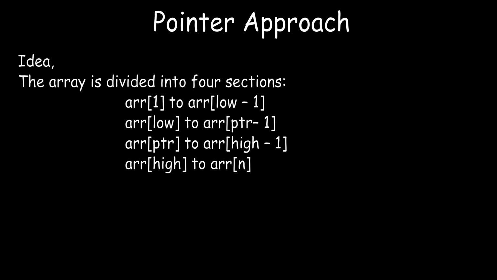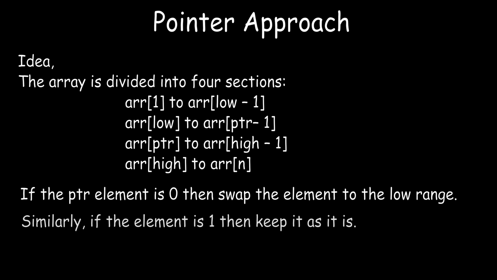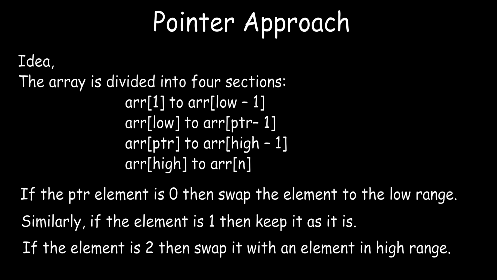Here, low is the index number of the array previous to which all the elements are 0. High is similar to low except the elements next to the high are 2. PTR is the pointer which checks whether the element is 0, 1 or 2. If the element at pointer is 0, then swap the element to the low range. If the element is 1, then keep it as it is. If the element is 2, then swap it with the element in the high range.